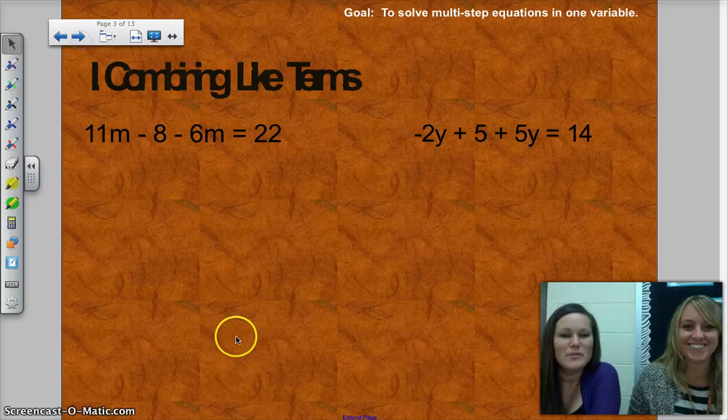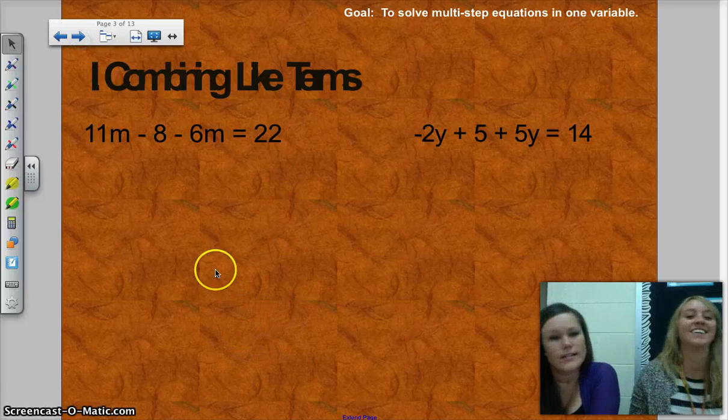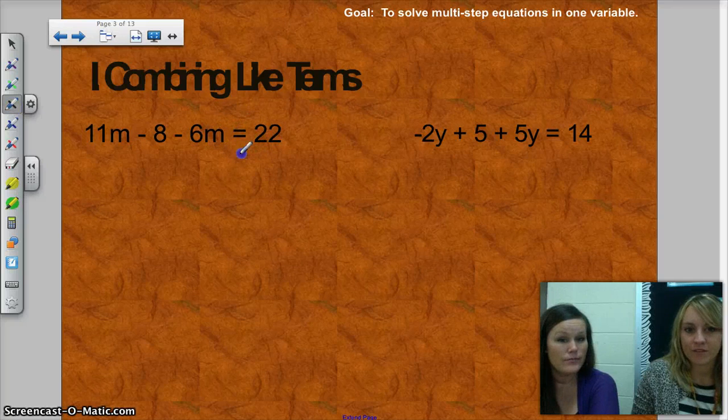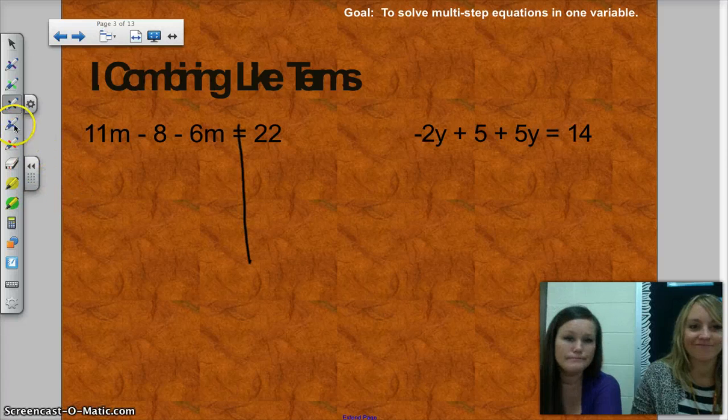Yeah, it's 25. Okay, so we're going to practice combine like terms first. In my first example, you don't have to make the straight line. It's helpful for some, not for others. I like it.